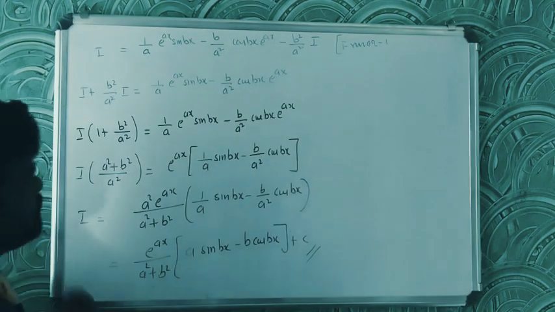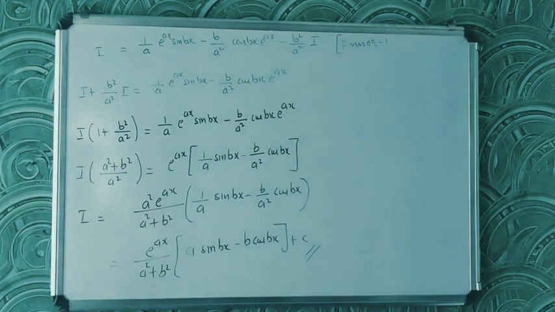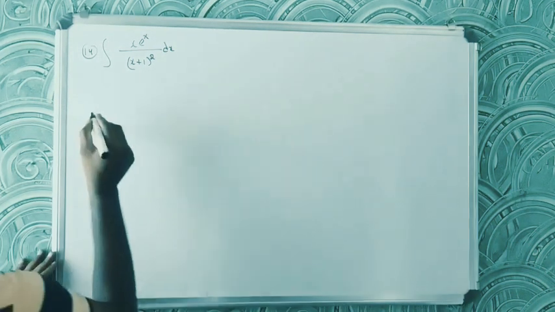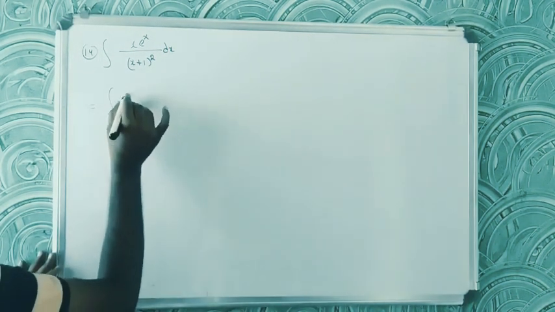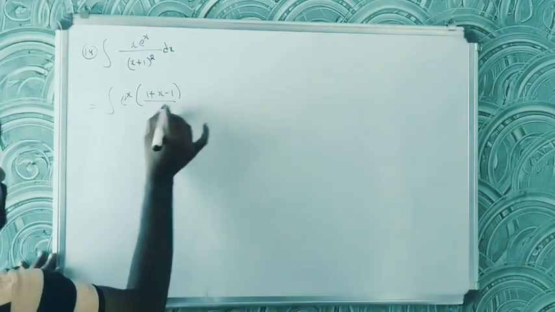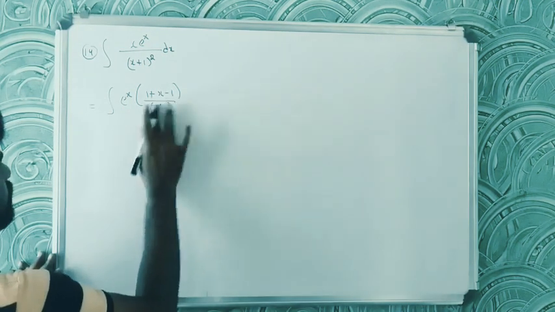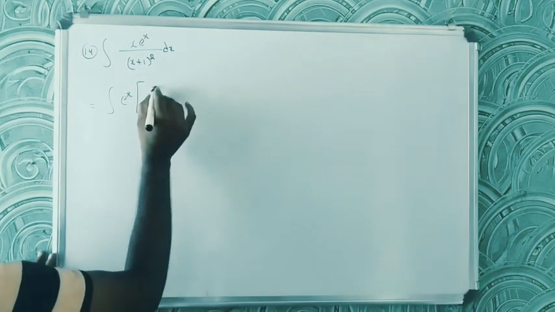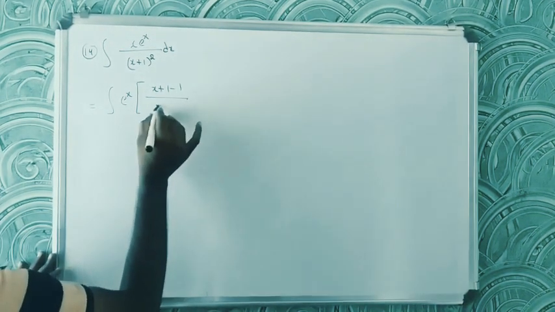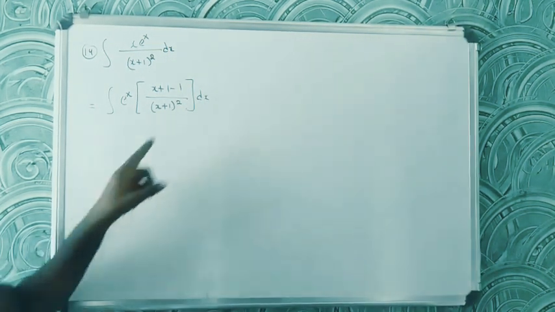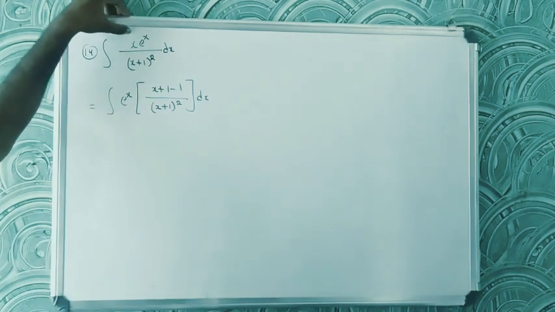This is problem number 30. Problem number 14. Integration of e power of x into 1 plus x minus 1 by x plus 1 whole square. Taking e power of x common, we can simplify it as x plus 1 minus 1 by x plus 1 whole square into dx. Here plus 1 minus 1 cancel, remaining x.